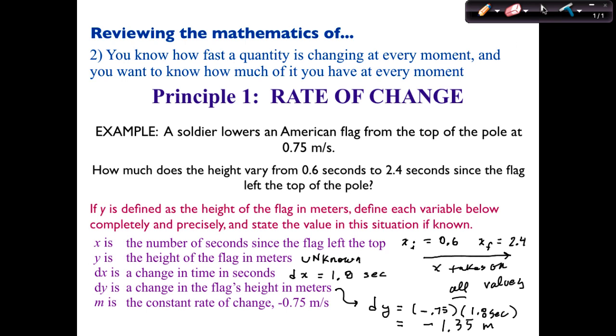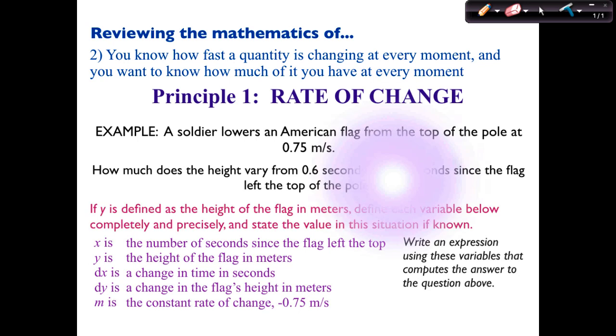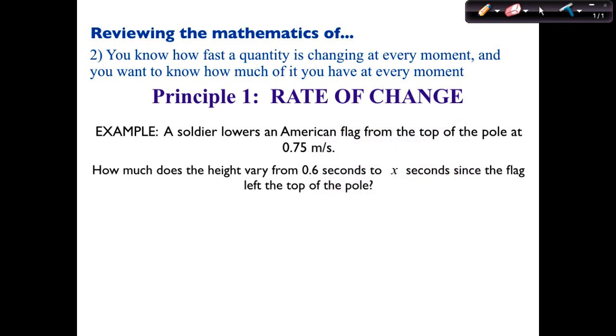Okay, we got to move. We got 4 minutes to do principle 2. Any questions? Here we go. Stay with me. Now I want, how much does the height vary from 0.6 seconds to x seconds? Now I'm going to truly let x vary starting from 0.6 seconds. And I want to know how much variation in height we get from 0.6 to any number of seconds x. Okay, what's dx now?